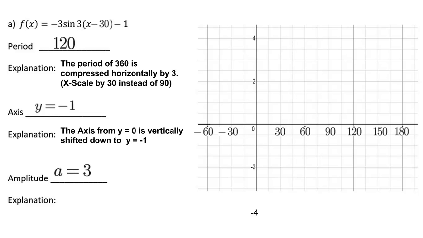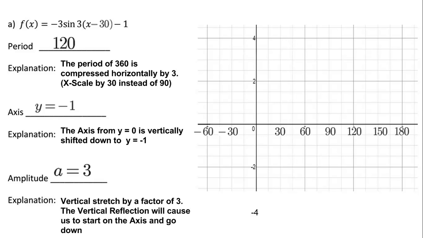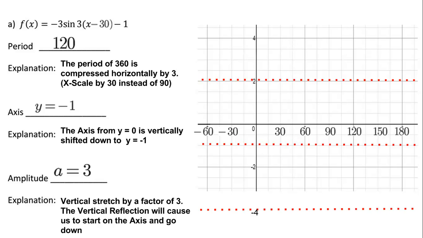The amplitude's 3. We do recognize that there is a negative sign here, but we don't have to call that in the amplitude. You can if you want to. It's not really a big deal. But the amplitude is 3. It just means it's a height above the axis. And so there's a vertical stretch by a factor of 3. The reflection will cause us to start on the axis and go down. So we'll see that in a second. So we've got our middle line, we've got our maximum line and we've got our minimum line. And so we've just got 3 below the axis and 3 above the axis.